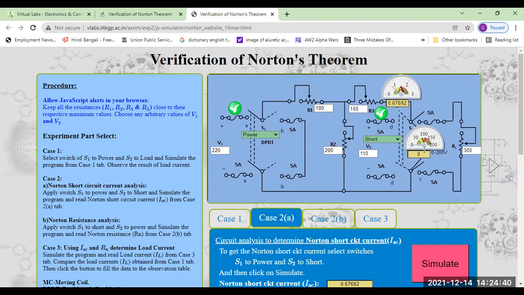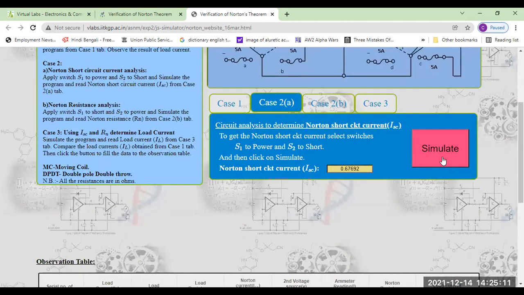Whenever you short this, you can see this voltage is 0. Because in a short terminal, the current is flowing, and if you want to measure this voltage, you can't find any voltage difference, because it is short, so it has no voltage. And this is the A current. Look, in this case the current became high because the short circuit current is high. Just simulate, you get this.